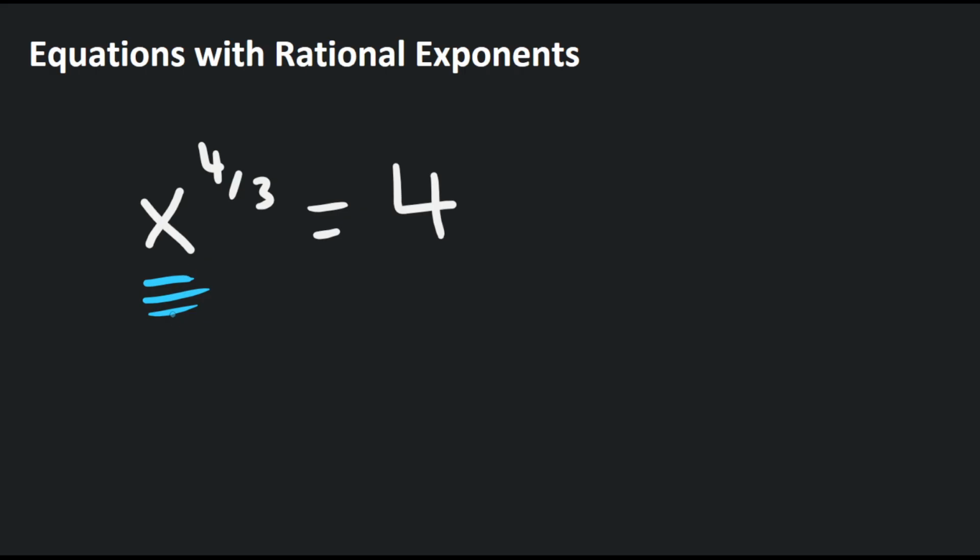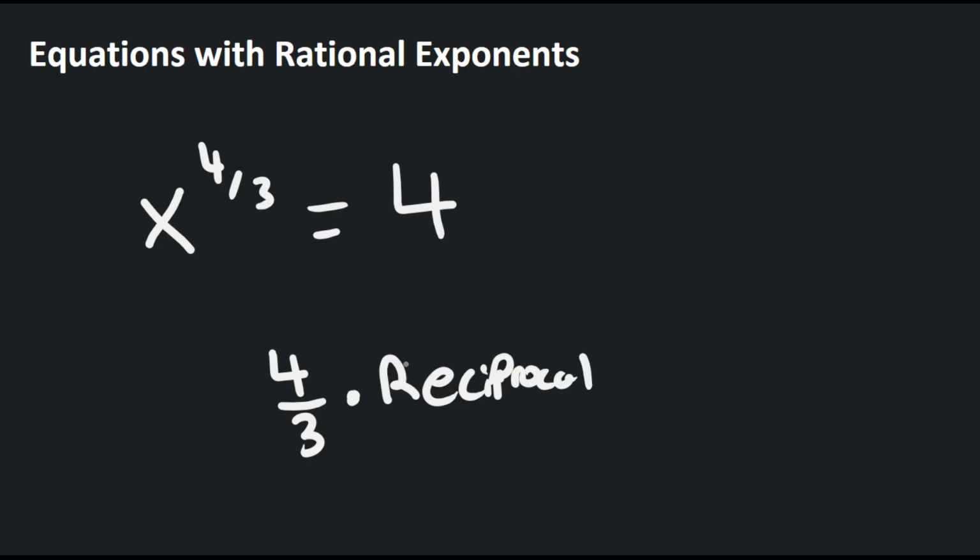And right now what's in the way of x being by itself is this rational exponent right here. Our exponent is a fraction, 4 over 3. So what do we do about it? Well, keep in mind, 4 over 3, let's multiply this by the reciprocal.